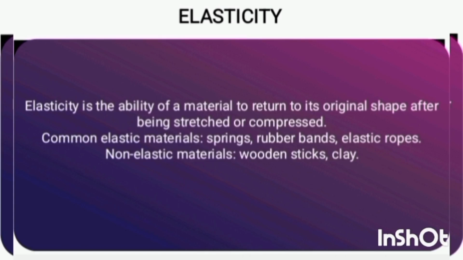When you compress a rubber band or when you stretch it, it needs to return back to its position. Also, springs and elastic ropes, when you compress them or when you stretch them, they will also return back to their original position, which shows that these mentioned are examples of elastic materials.